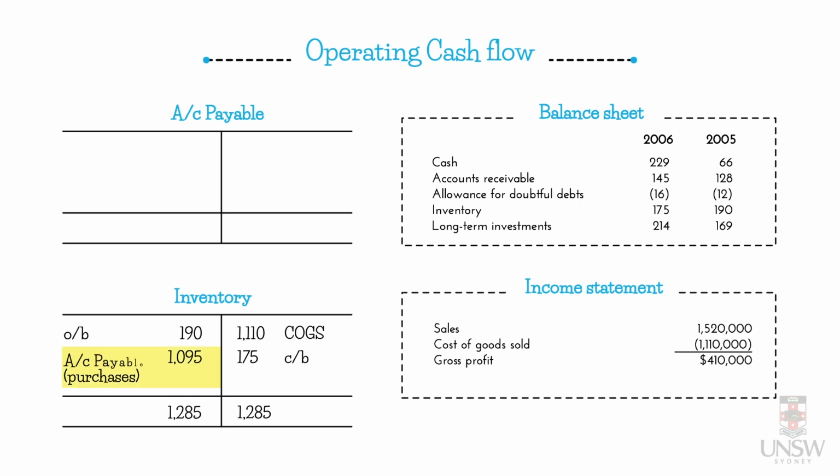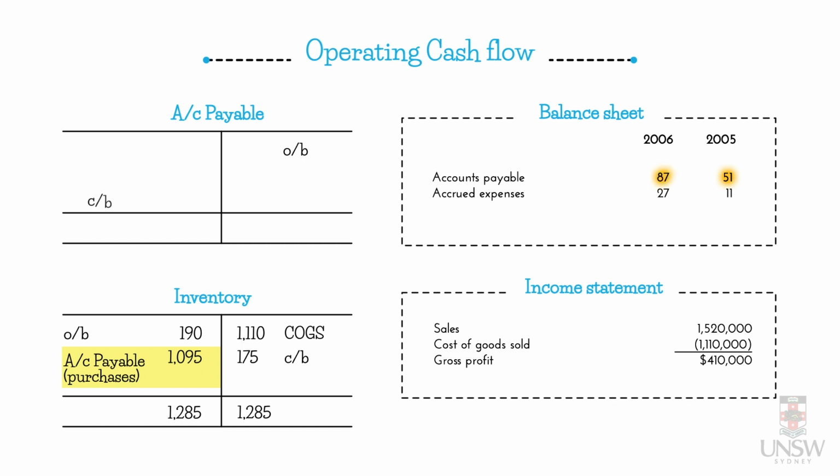We can then take those purchases to the credit side of accounts payable. And we can open the accounts payable T account by putting in 51 as opening balance and 87 as closing balance from the balance sheet. Then we can put in on the credit side those purchases made during the period that we've just solved from the inventory account. So now we can total up our credit side.